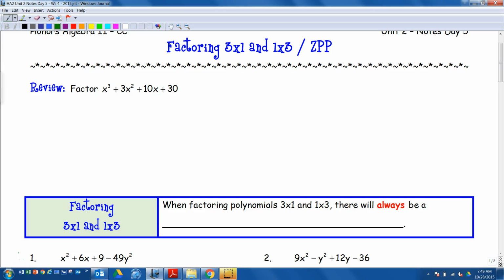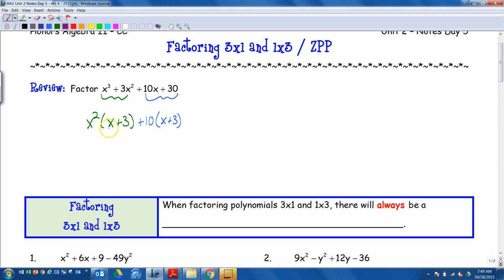Alright class, so the first thing that you have up on top is a review of grouping from yesterday. Remember, to group, you take the GCF out of the first two pieces. So x squared comes out of the first two pieces and you're left with an x plus 3. And then you take a GCF out of the last two pieces.